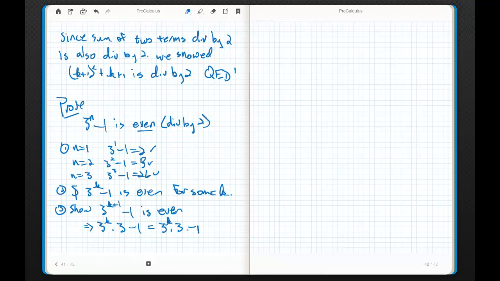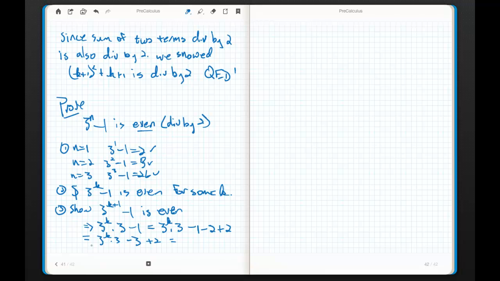So I have to manufacture another 3. And the way that I do that is I'm going to subtract 2. But I can't just subtract 2. I've got to add 2 as well, because remember, you can add 0 whenever you want. And negative 2 plus 2 is 0. So watch what happens. This equals 3 to the k times 3 minus 3 plus 2.